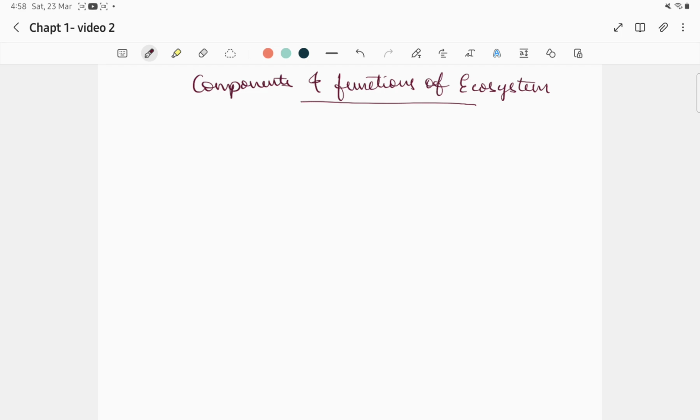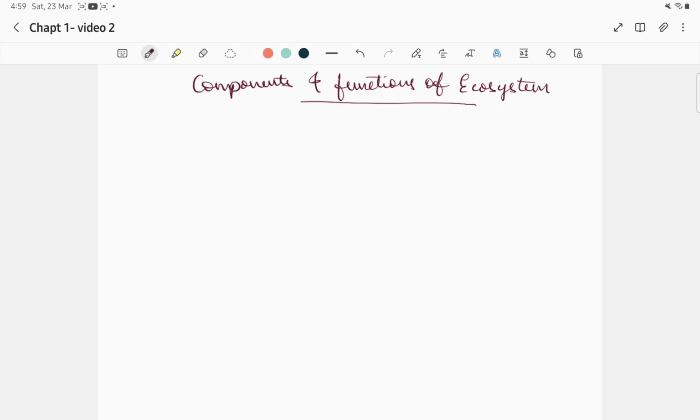Yes, the components and also the functions, and regarding the grazing food chain, detritus food chain and food web, ecological pyramid, bioaccumulation, biomagnification. If possible, we'll try to cover biotic interactions also. So let's start.